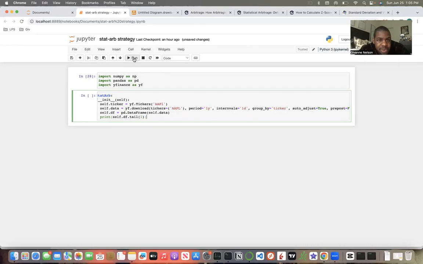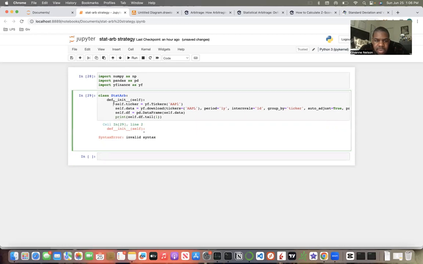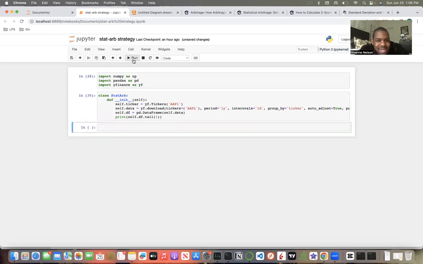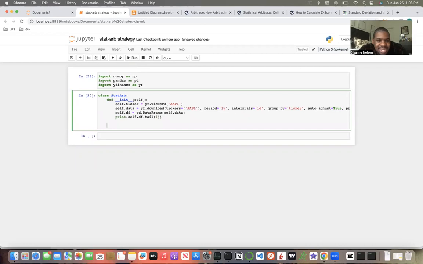Now let me run this before I continue. What's wrong here? I forgot the space. Don't get mad at me. I forgot the freaking space. I'm sitting here like, what is this?